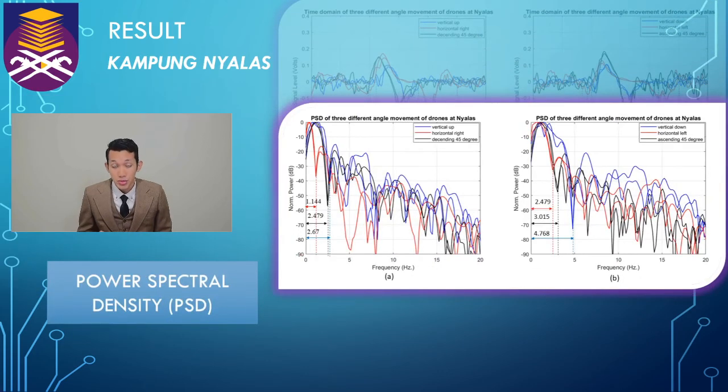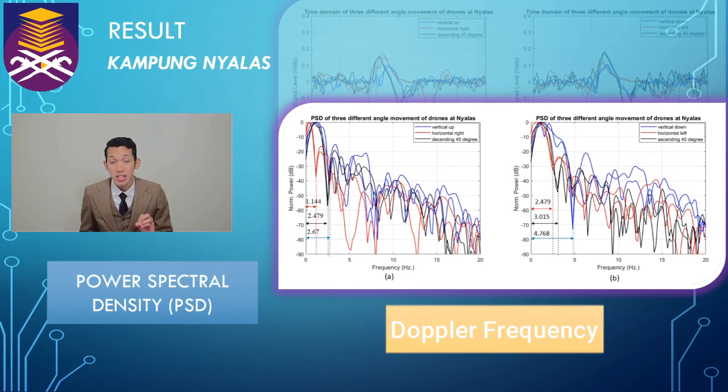For the power spectral density, it also uses the same equation, where the frequency is 1 over t, so when the time taken is increased, the frequency will drop. As shown in this figure, horizontal right and horizontal left have the lowest Doppler frequency.